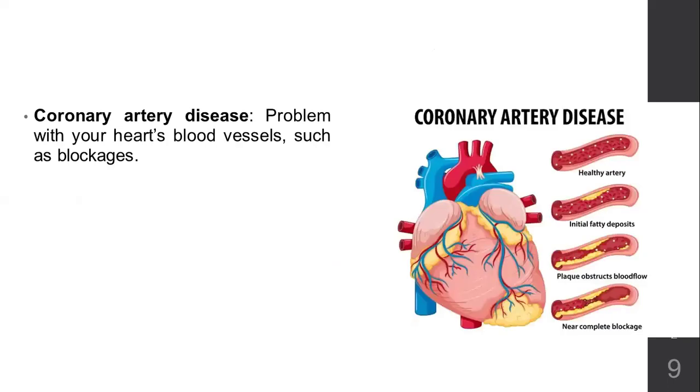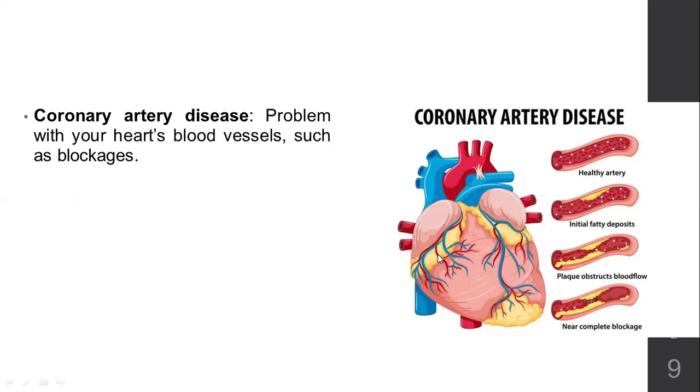Next, we have coronary artery disease, a problem with your heart's blood vessels, such as blockages. As I mentioned earlier, you can see here these red vessels, not the big vessels. Those are the vena cavas and aortas, not that. These small red vessels which you see are supplying blood to the heart. The blue vessels that you see are the veins. They take the deoxygenated blood away from the heart.